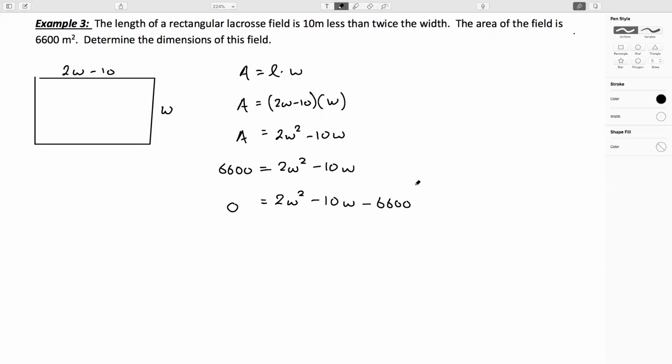that looks like something we've seen before. We've got to go ahead and factor this now. Fortunately, 2, 10, and 6,600 can all be divided by 2. So we can just remove that, and it doesn't have to be a complicated quadratic. We can write this as 0 equals 2 times W squared minus 5W minus 3,300. Now it's a little simpler.